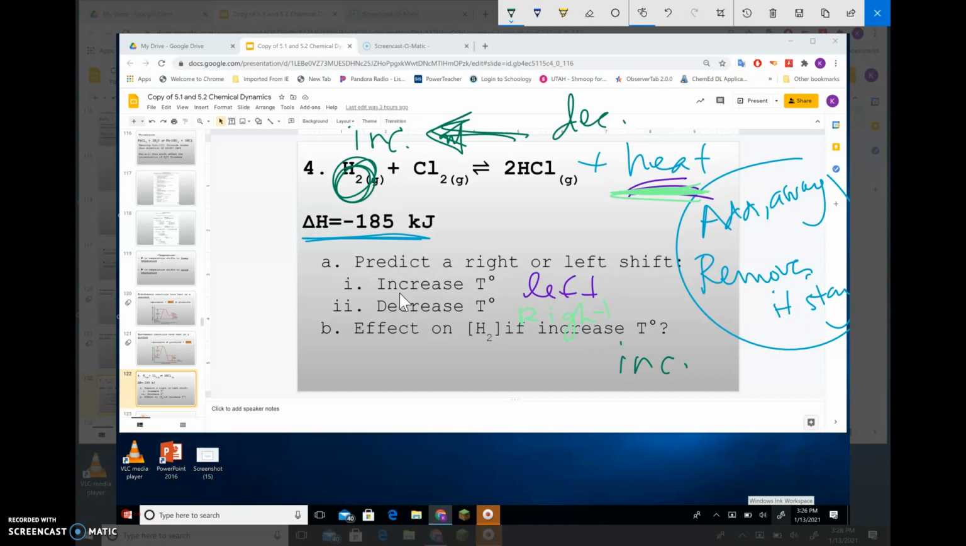Okay. Now what's happening here with heat is that if we increase our heat, it increases how fast those molecules move.